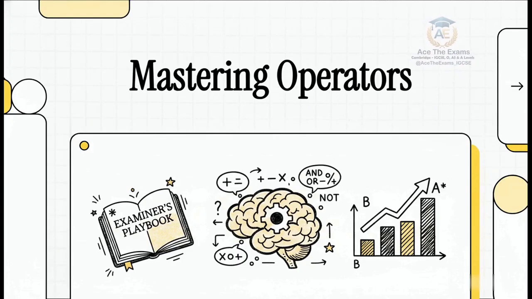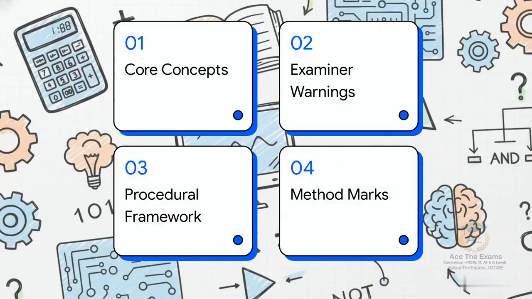I'm going to show you exactly what examiners are looking for and reveal the precise strategies that'll take your answers from just good to totally exceptional. Okay, let's dive into this. Here's our roadmap for today. We're going to treat this as your ultimate insider's syllabus. First up, mastering the core concepts. Then, top 3 examiner warnings. After that, the procedural framework, and finally, winning strategy, method marks.